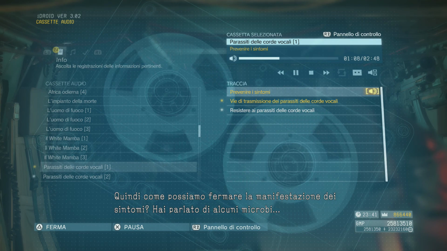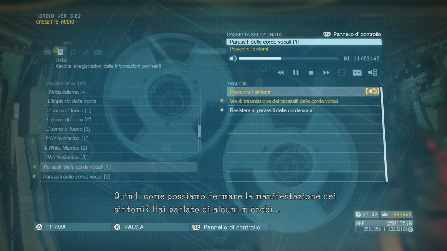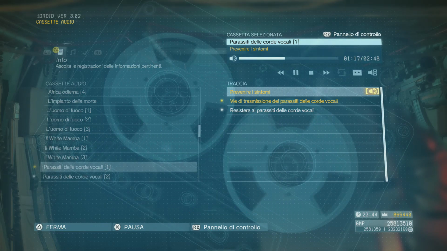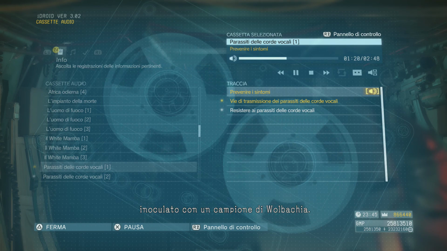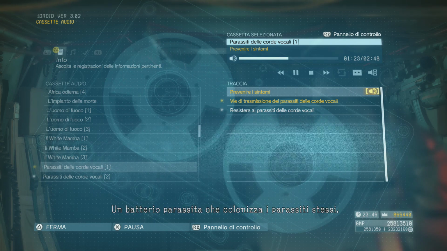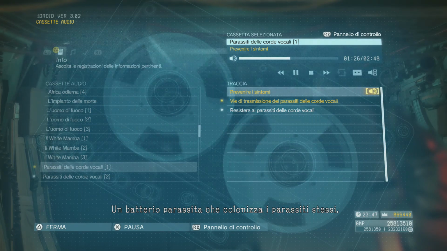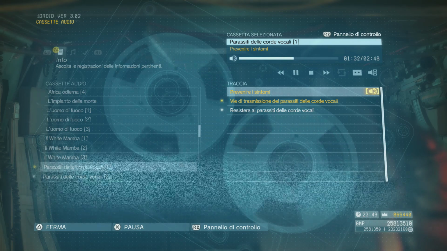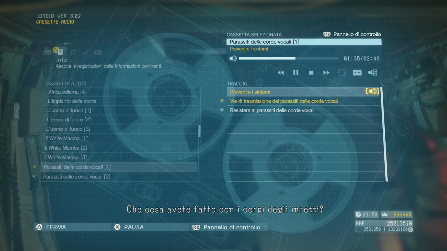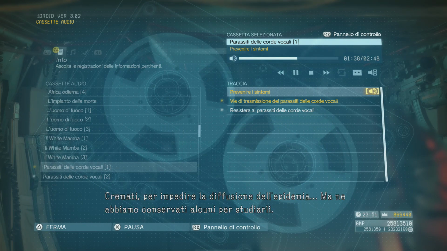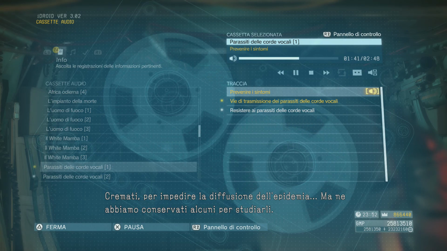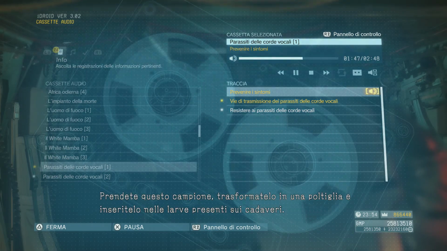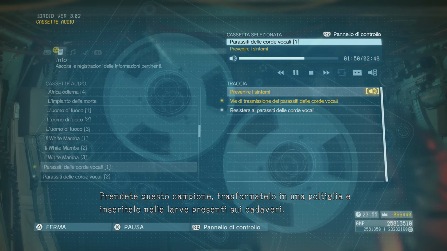So how do we keep them from becoming symptomatic? You mentioned using microbes. Use this. A type of Wolbachia, introduced to a sample of the parasite. Wolbachia? A parasitic bacteria that colonizes the parasites, turning male to female and preventing copulation. You must cultivate more. What have you done with the infected bodies? Cremated to stop the spread of infection, but we did keep a few for study. Good. Take this sample, grind it to a pulp, and introduce it to the larvae now nesting in the dead.